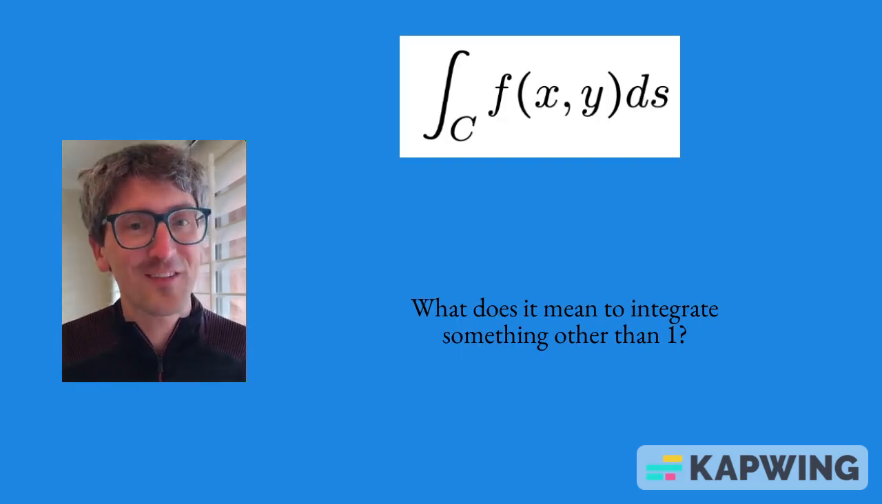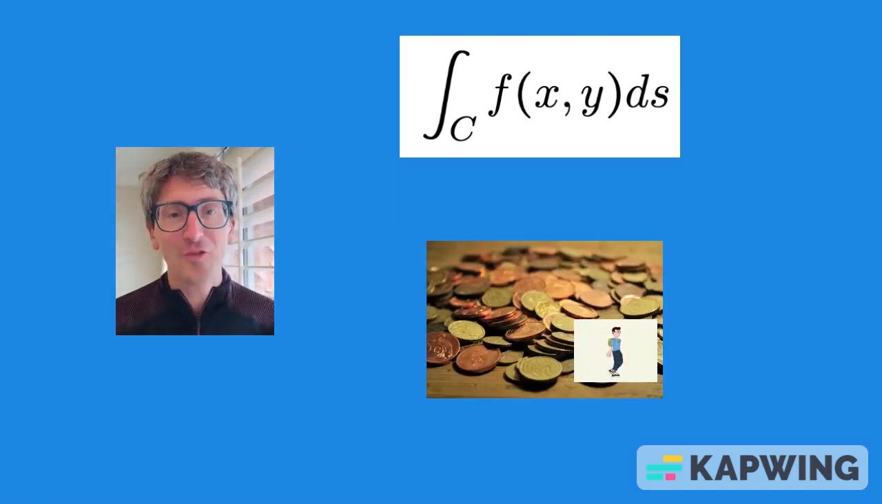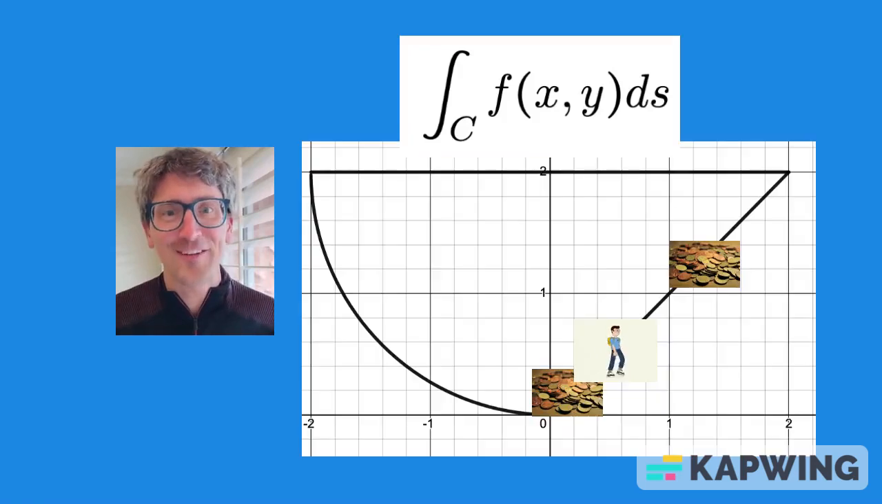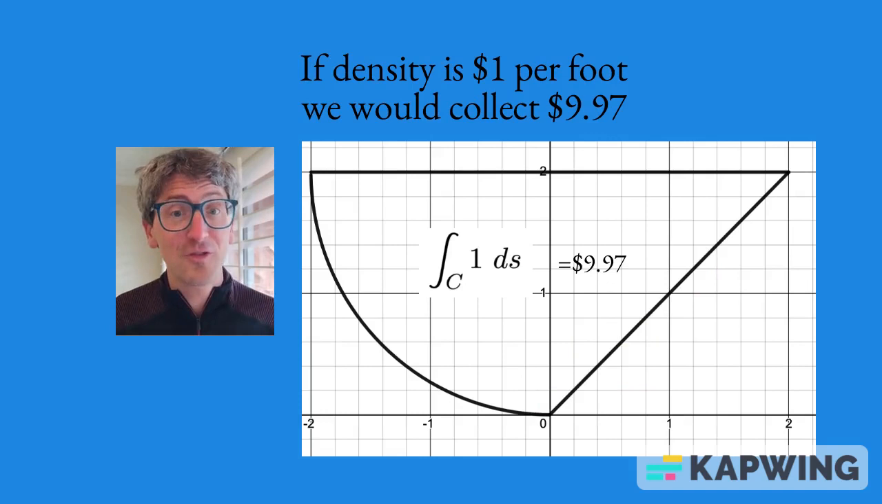Now, what happens if we put something other than 1 in there? Well, it depends on the situation, but here's a good analogy. Imagine that as you're walking, there are just gold coins scattered around everywhere, and you're picking them up as you go along. One question I think you could ask is how much money would you have at the end? So for instance, if the distribution of those coins was such that you got $1 per foot that you walked, well, just knowing the length would tell us that we would have that much money.